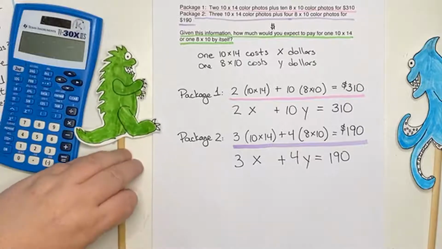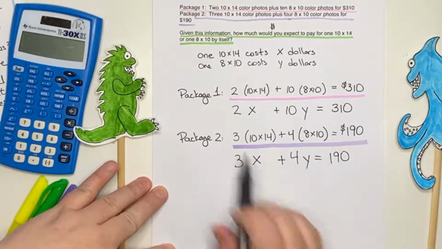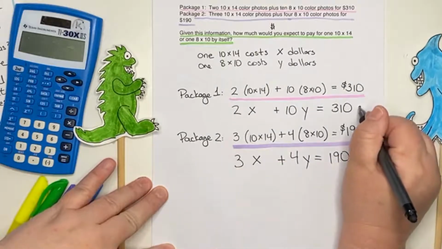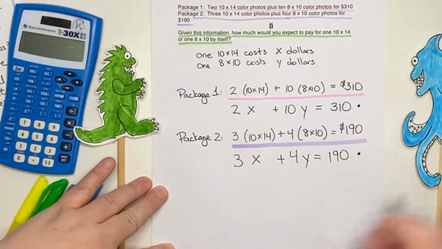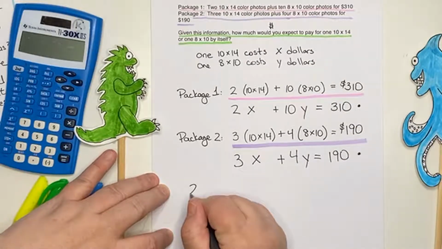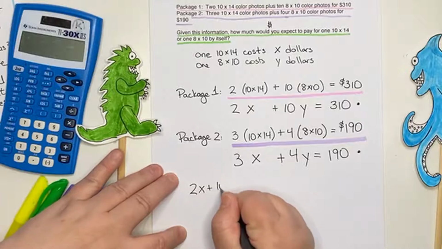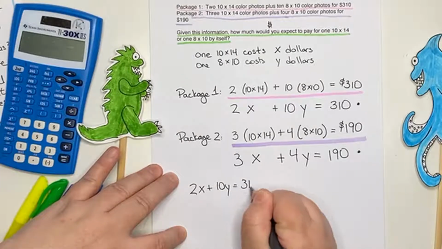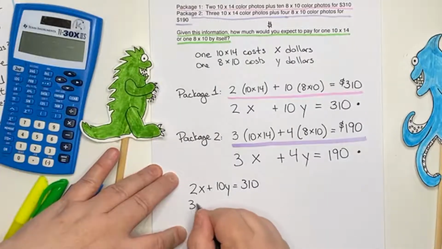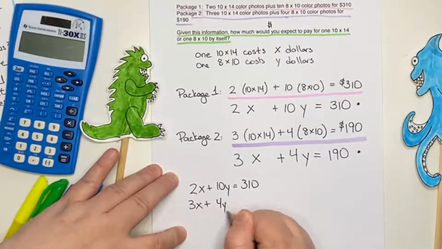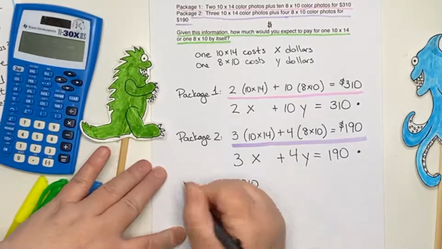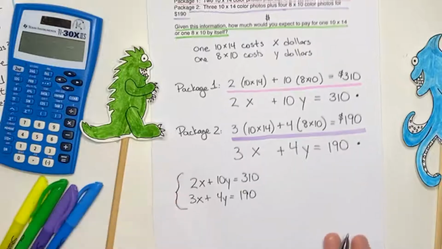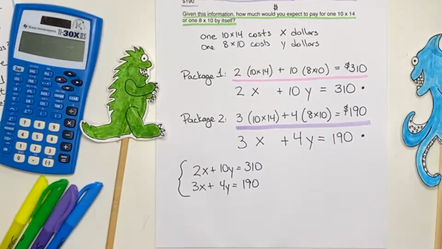Okay, so I've got 2 equations here. I've got this equation right there and this equation right here. So let me write them out together. 2X plus 10Y equals 310. And then 3X plus 4Y equals 190. Look at that. That's my system of equations right there. Both of those have to be true. Woohoo! And they're already all set up for elimination.